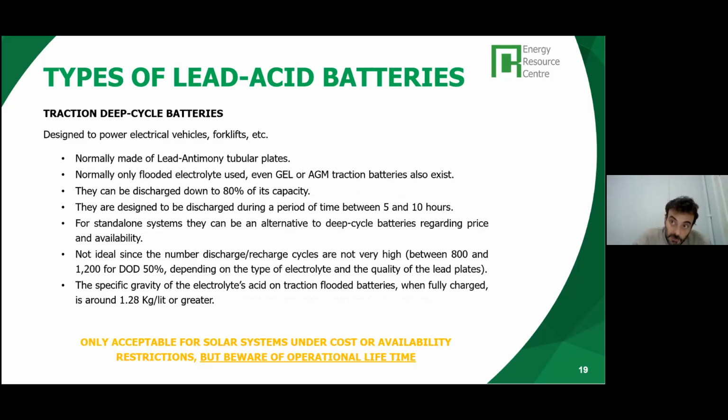Next, what we call the traction deep cycle batteries. In this case, these batteries are designed to power electric vehicles, not just the starting of a combustion-based gasoline or diesel engine. Electric vehicles need a continuous supply of electricity, as do forklifts and all types of machinery. They normally have more robust plates, and they are designed for more continuous delivery of power. They can also be discharged deeper, down to 80% of their capacity.